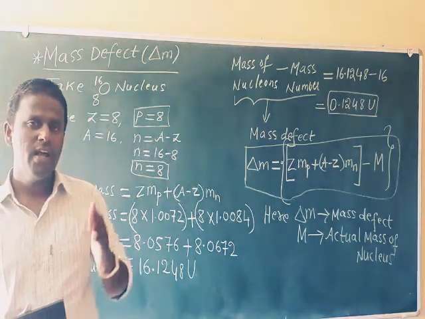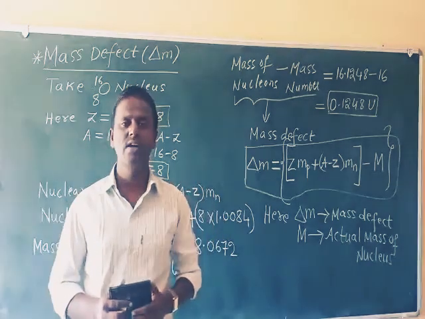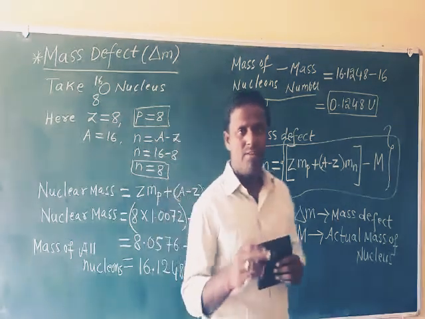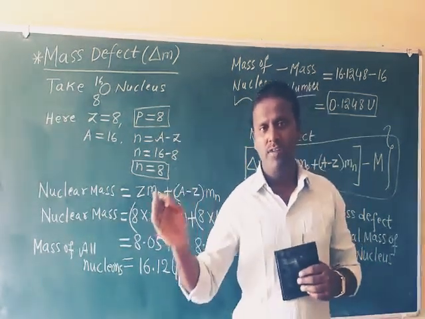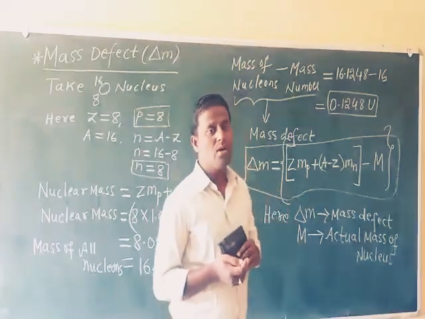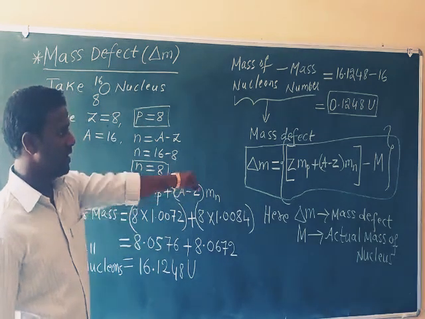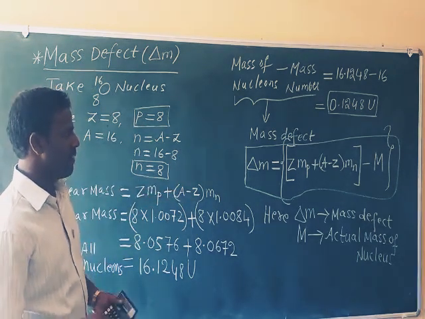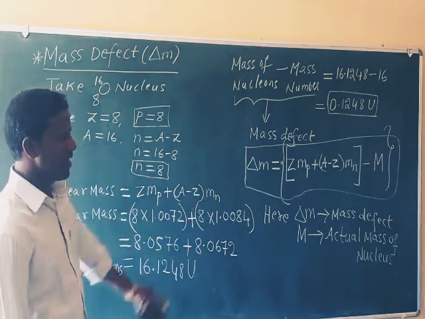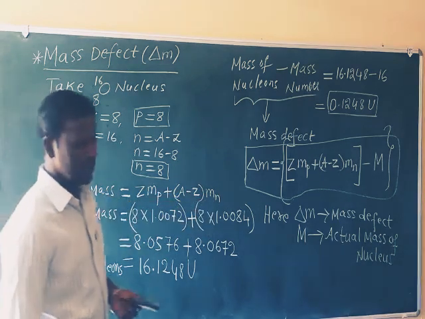What Einstein said is that energy is converted into mass and mass is converted into energy. Both energy and mass can be converted from one form to another. Mass can be converted into energy, and energy can be converted into mass, right? So Zmp plus (A minus Z)mn minus M is the mass defect, delta m, where M is the actual mass of the nucleus.